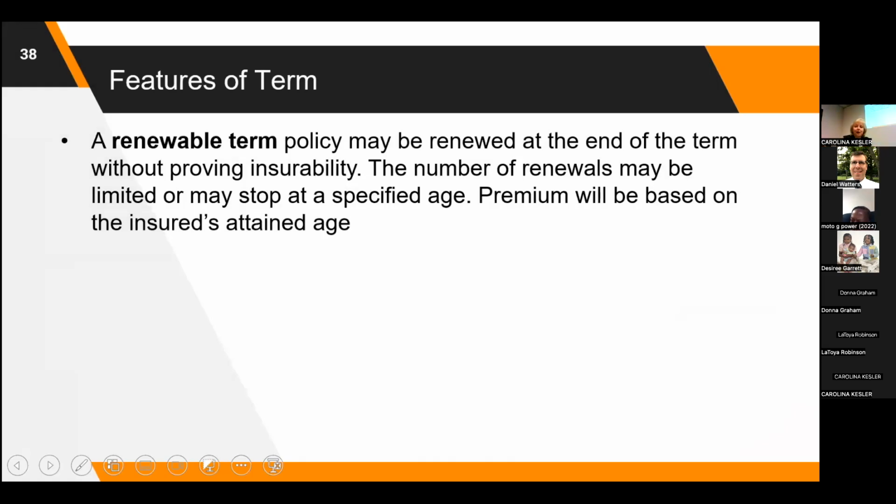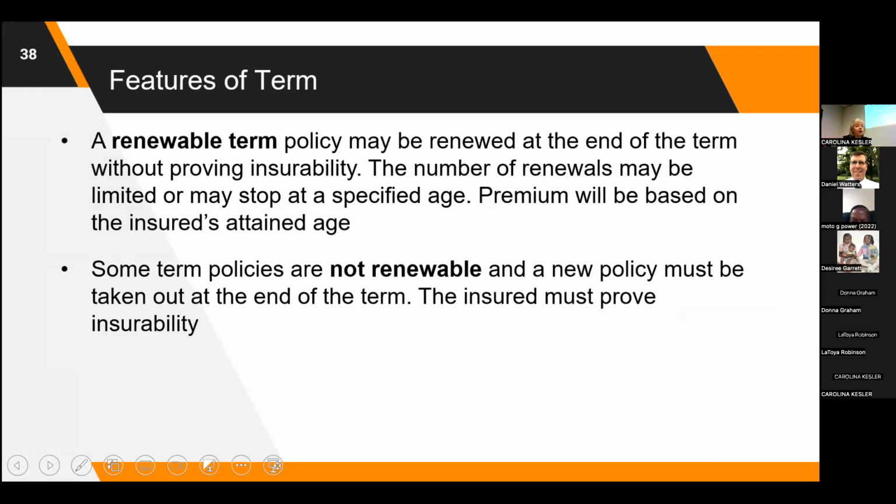A renewable term policy may be renewed at the end of the term without proving insurability. The number of renewals may be limited, or it may stop at a specified age. So the premium will be based on the insured's attained age. So that's a good thing to look for too if somebody has annual renewable term. How long can they keep renewing? What if it stops at age 35 and they need it to go until they're 50? Right? That would be important. Some term policies are not renewable and a new policy must be taken out at the end of the term. That means they have to have a new medical. How many know a lot can happen to you over a 10-year term?